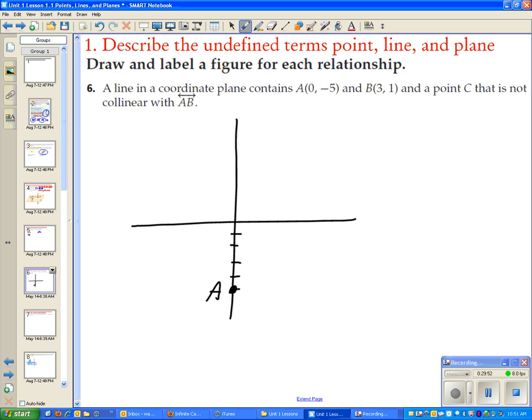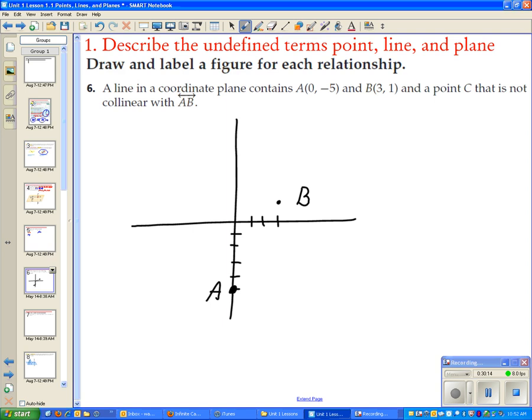So go back to the origin. An x coordinate of 3 means 3 which way? To the right. 1, 2, 3. And then 1 what? One up. And that is point B. And notice it doesn't matter if you put the capital letter to the left or the right or above or below. Just put it wherever it seems convenient.